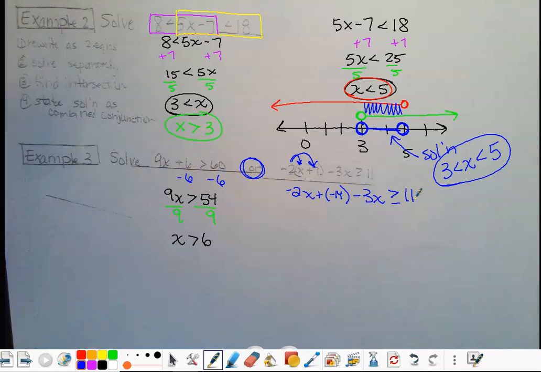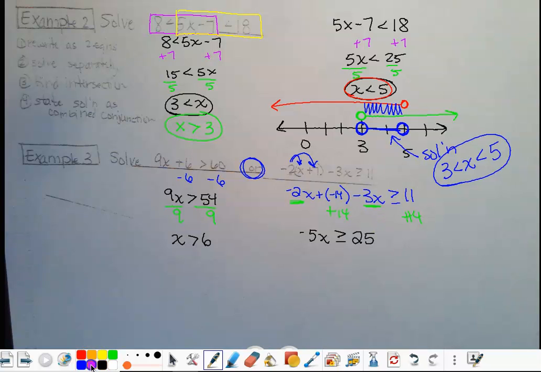You don't have to have the plus and negative 14. If you want to write minus 14, that's okay. But the next step would be that I'm going to add 14 to both sides. I'm going to combine my like terms here because those both have an x. I'm going to do those in the same step. They don't affect each other. So negative 2x minus 3x is going to be negative 5x is greater than or equal to 11 plus 14, which is 25.